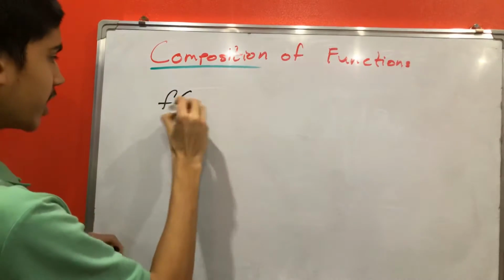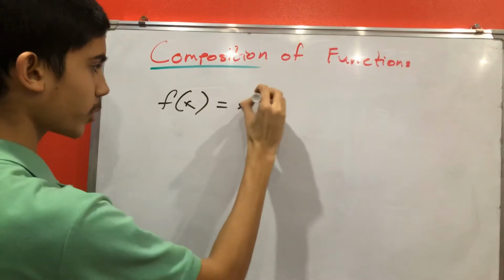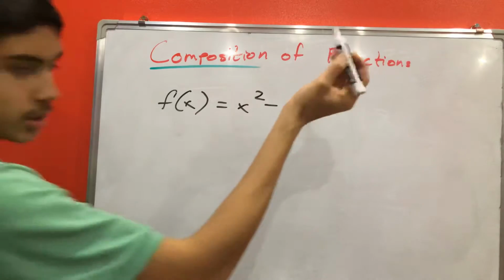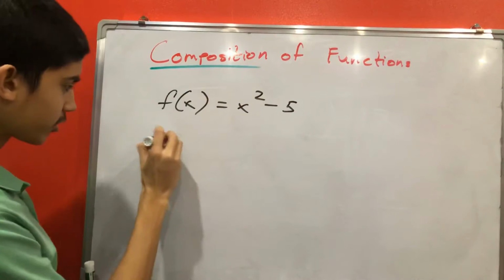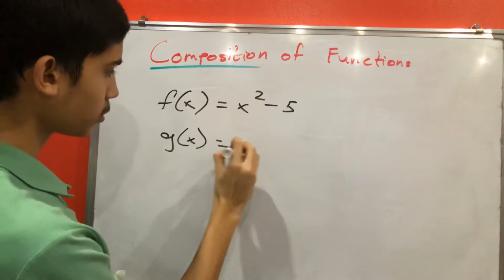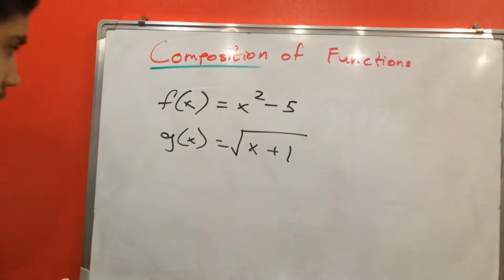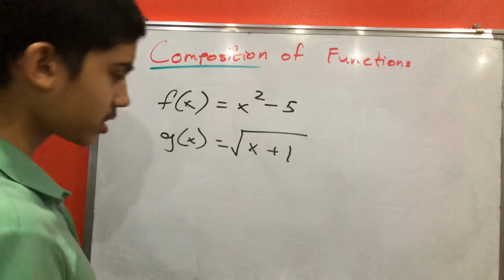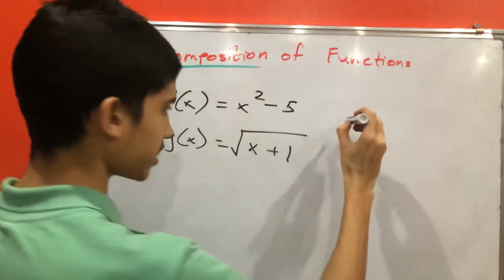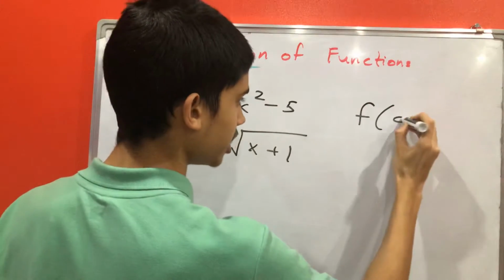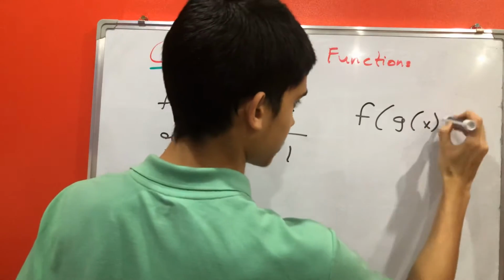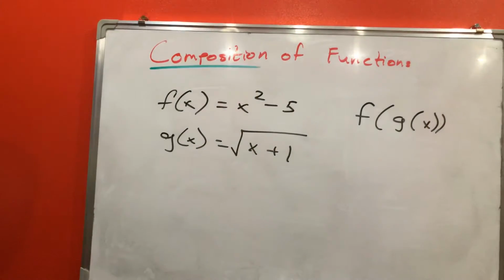So we have f of x is equal to x squared minus 5, okay? And now let's have another function. Let's call it g of x is equal to radical x plus 1. Okay, so now what is a composition? A composition will look like this: f of g of x. Okay, so what does that mean?